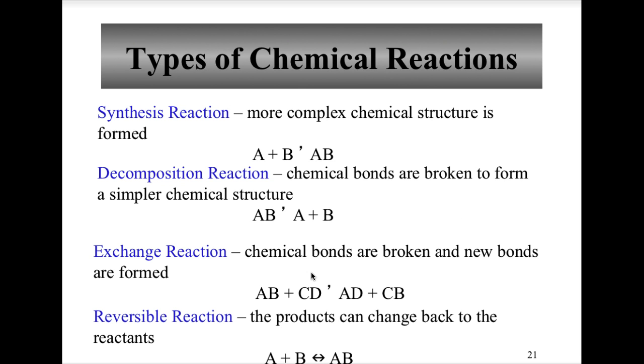The third type of reaction is an exchange reaction, and it involves degradation followed by synthesis. So the products can change back to reactants. Many chemical reactions are reversible reactions, and the products can be changed back and forth from reactant to product.